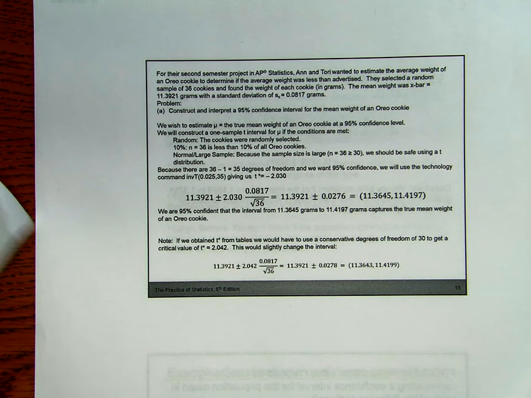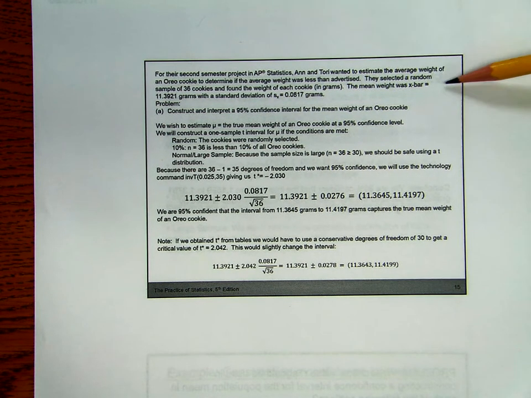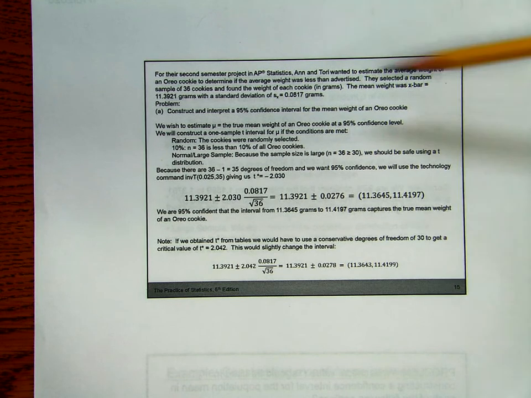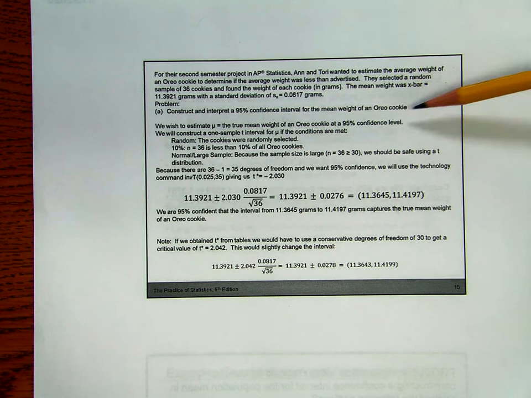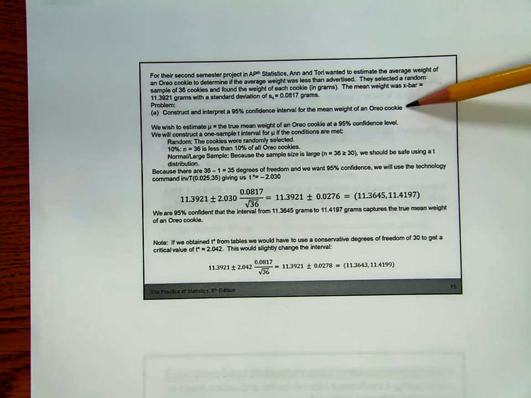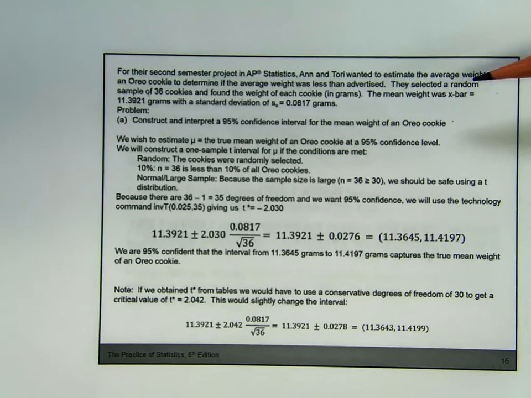Okay, for their second semester project in AP Statistics, Ann and Tori wanted to estimate the average weight of an Oreo cookie to determine if the average weight was less than advertised. They selected a random sample of 36 cookies and found the weight of each cookie in grams. The mean weight was this, standard deviation of this. They construct and interpret a 90% confidence interval for the mean weight of an Oreo cookie. It's a little small.